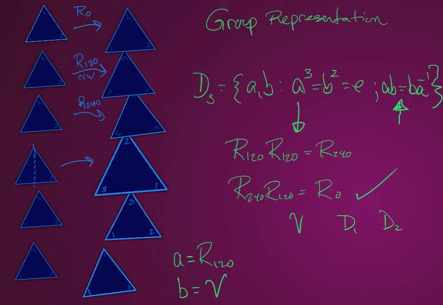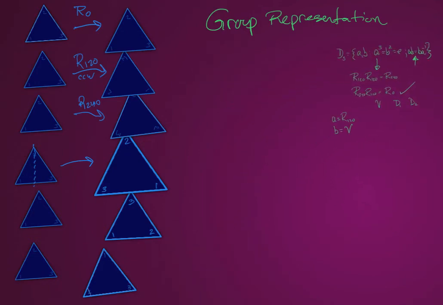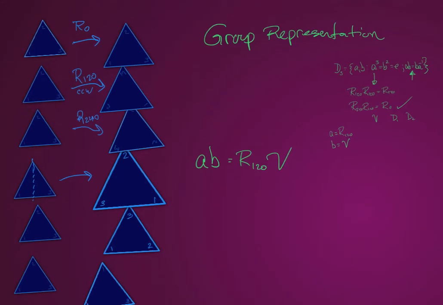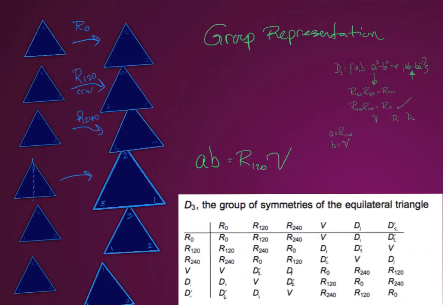All right, so we want to test what we chose A and B to be to see if they're actually going to work. So we'll do that. So A times B is the same as saying R120 times V. Now we know that R120 times V is going to give us D1.